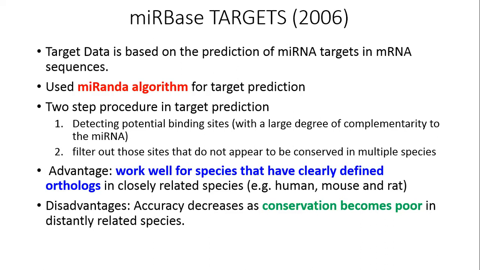The second step that they carried out was to filter out those sites that do not appear to be conserved in multiple species. If they figured out during the first step that they have got complementarity of the given miRNA in the given mRNA, then they would compare that complementarity with different species. If the same region is found to be conserved, then it would be considered as a target prediction.